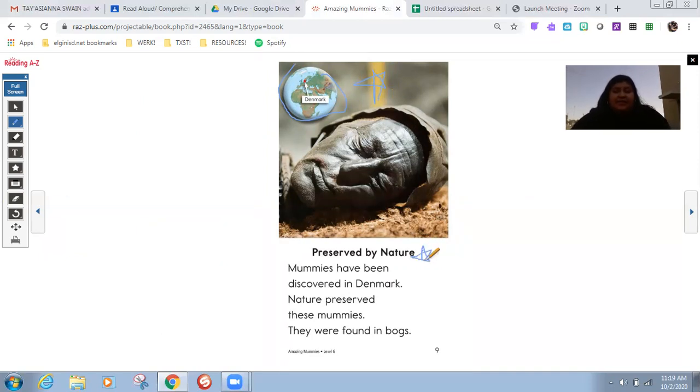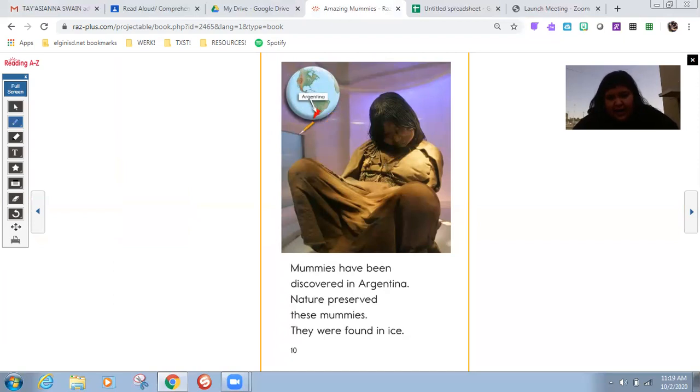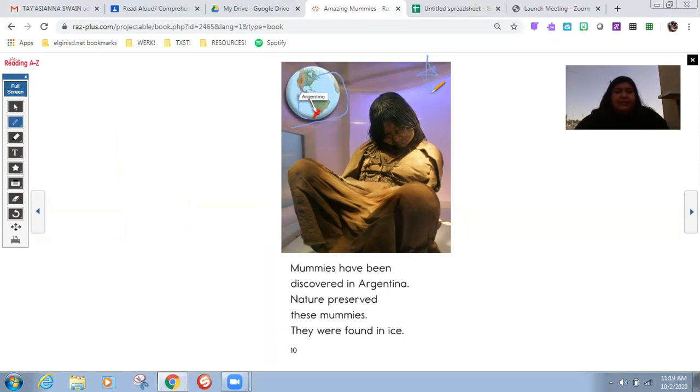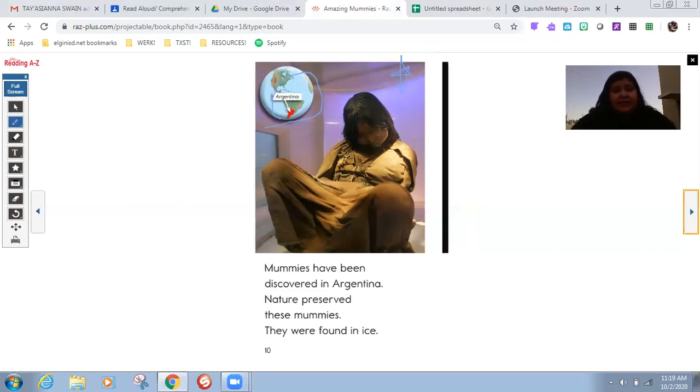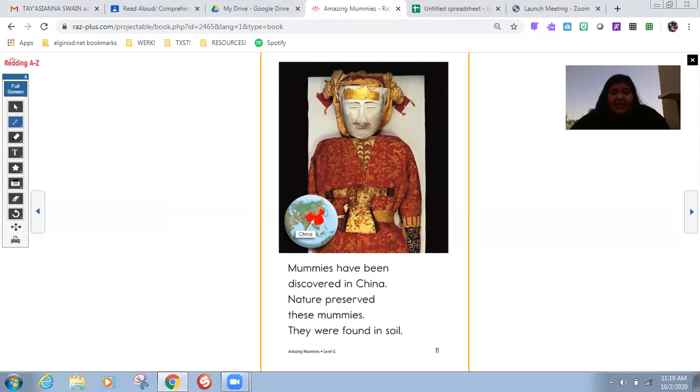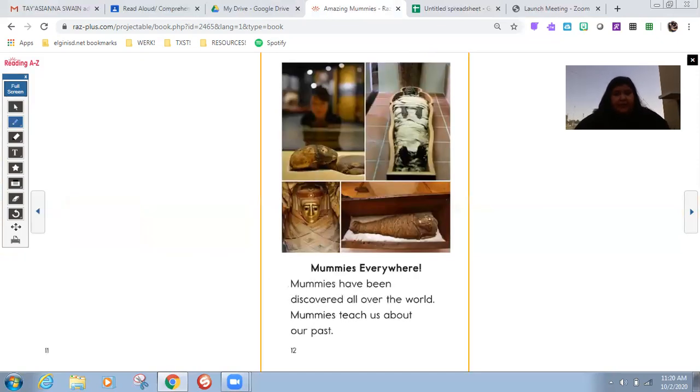Preserved by nature. Mummies have been discovered in Denmark. Nature preserved these mummies. They were found in bogs. I see here another map. I see another photograph. Let's see. Mummies have been discovered in Argentina. Nature preserved these mummies. They were found in ice. So mummies can be preserved by people and they can be preserved by nature, right? Mummies have been discovered in China. Nature preserved these mummies. They were found in soil. Mummies everywhere. Mummies have been discovered all over the world. Mummies teach us about our past.